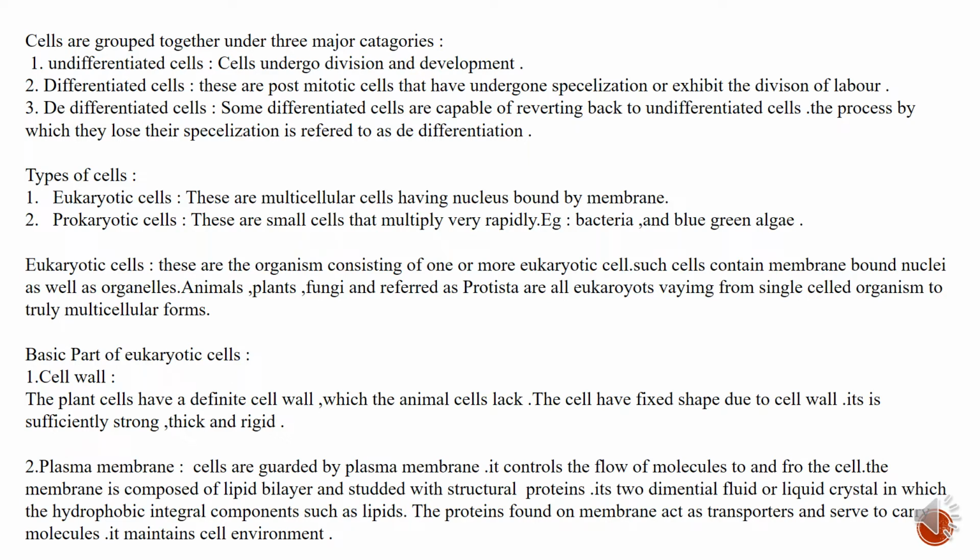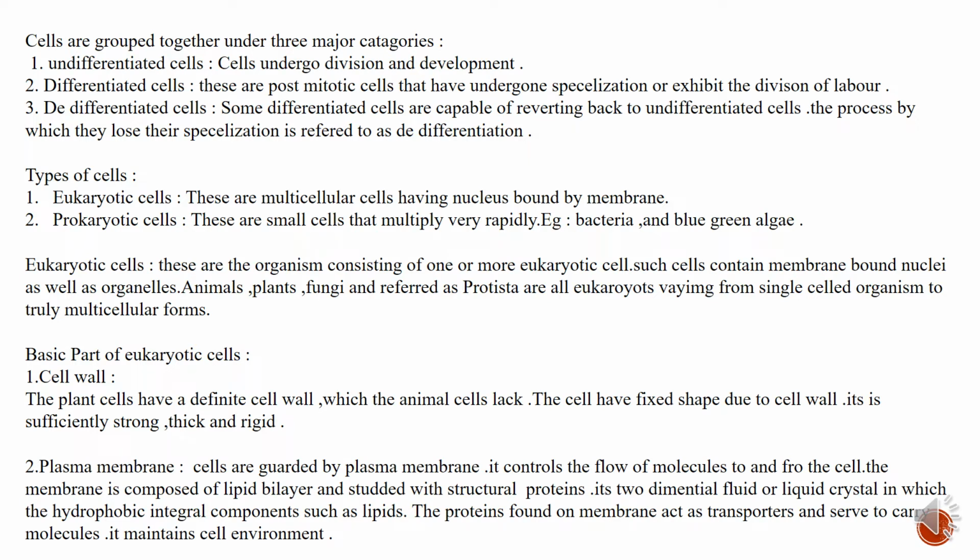Types of cells are eukaryotic and prokaryotic. Eukaryotic cells have a nucleus bound by a membrane. Prokaryotic cells are small cells that multiply very rapidly, like bacteria or blue-green algae. Eukaryotes are organisms consisting of one or more eukaryotic cells. Such cells contain membrane-bound nuclei as well as organelles. Animals, plants, fungi, and protista are all eukaryotes, varying from single-celled organisms to truly multicellular organisms.